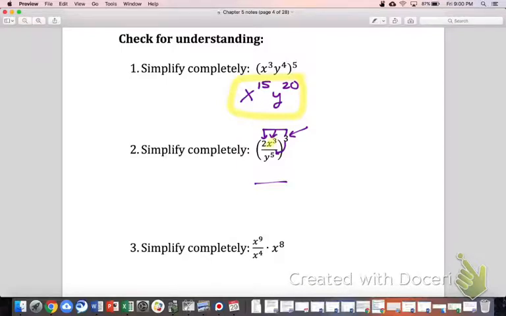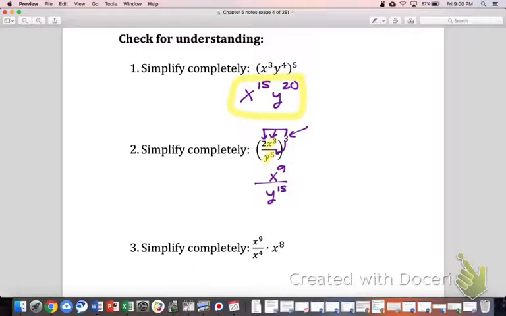And so x to the 3rd to the 3rd, I'm going to multiply my exponents, and I'm going to get x to the 9th. And then y to the 5th, once again, I'm going to multiply my exponents. Y to the 5th to the 3rd is really y to the 5 times 3. So that's y to the 15.